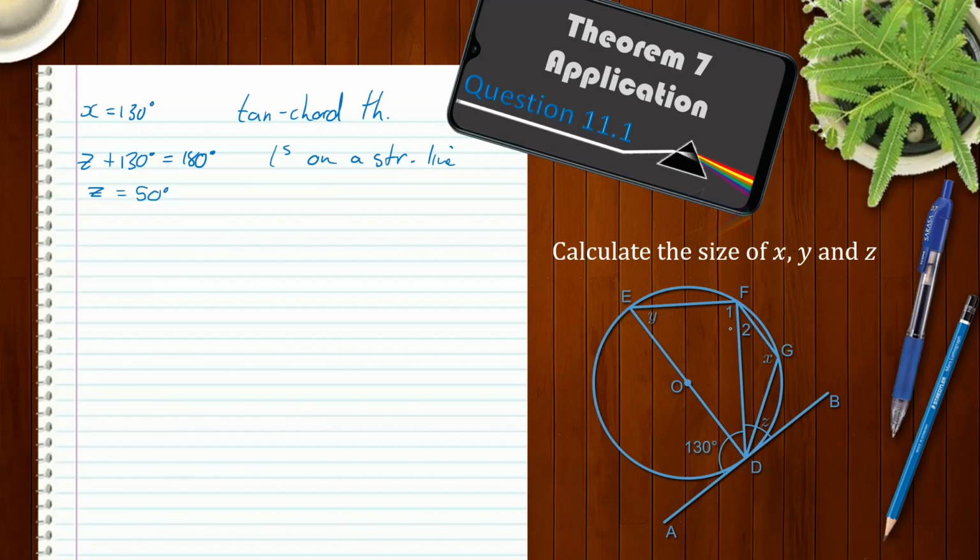Okay, and z and y is also equal to each other because of the tan chord theorem. Okay, because we've got this FD chord again, and this angle between the chord and the tangent is equal to the angle that's subtended by the chord. So y is equal to 50 degrees because of the tan chord theorem.